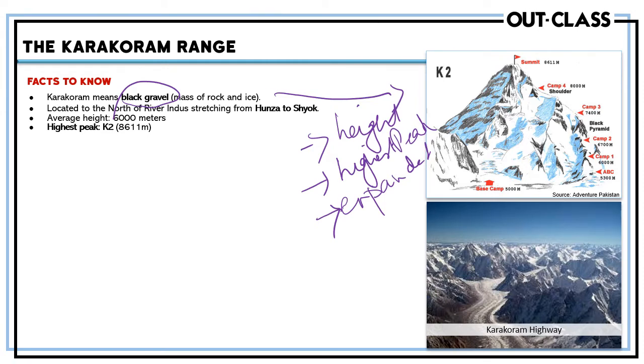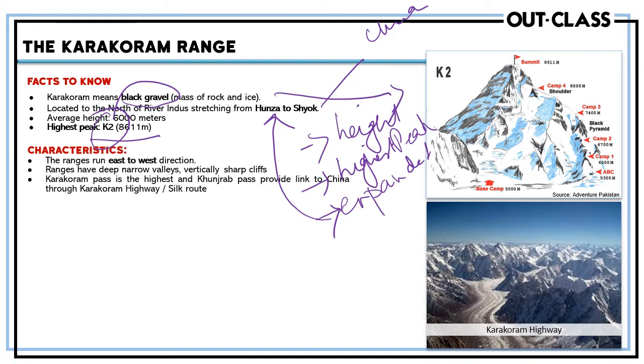Now the Karakoram range, as you see, the expanse we are talking about stretches from Hunza to Shayok. That means it is going into China. The average height is around 6,000 meters, and the highest peak is K2, Karakoram 2, as it is also known. This is the highest peak in Pakistan and the second highest peak in the world. This holds a very important place as far as tourism is concerned, for the mountaineers who come from all over the world, especially from Europe, when they want to conquer these peaks.